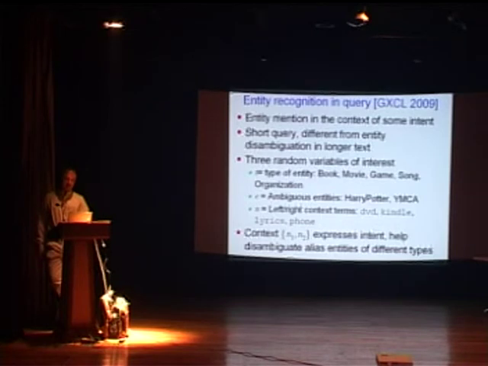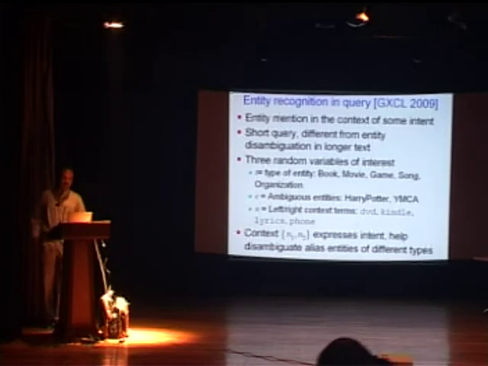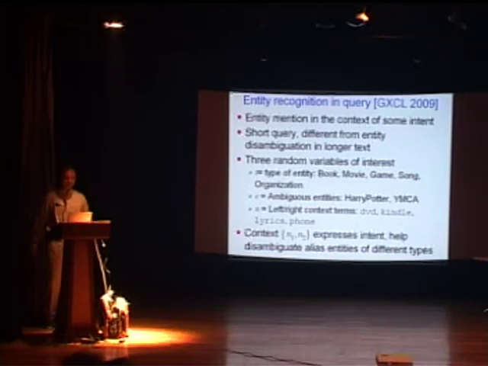If you say Harry Potter DVD, then it narrows down, maybe it doesn't, maybe there's a DVD with a video game. But if you say YMCA DVD, it's unlikely you're talking about the organization. Whereas if you say YMCA address, you're probably looking for the local YMCA organization. So the context expresses intent, right? It may also disambiguate alias entities of different types.